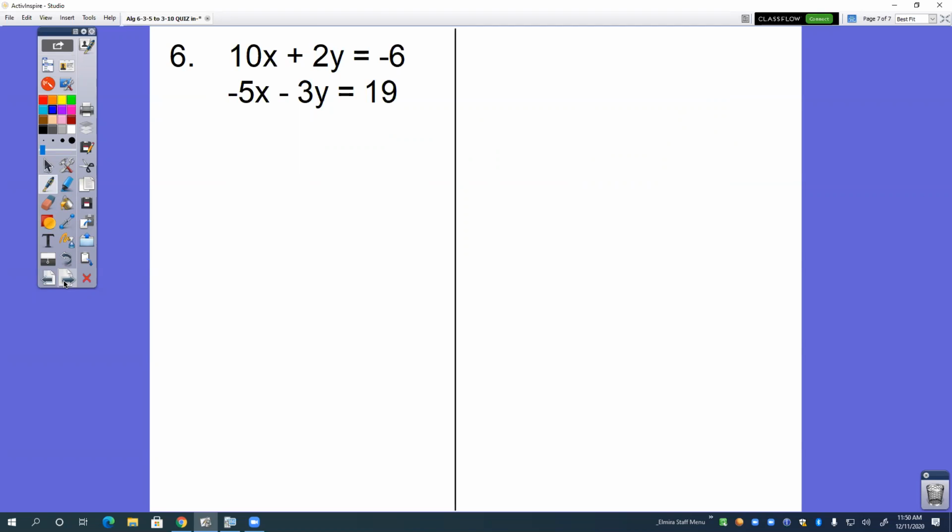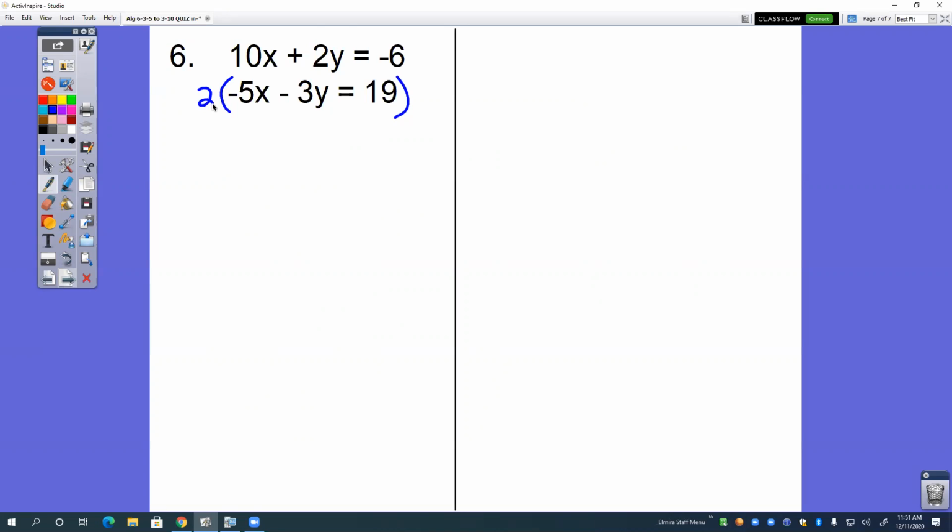So to make an opposite of your larger number, the number that's farther away from 0 on the number line. So I want to make an opposite with my 10. The opposite of 10 is negative 10. To get a negative 10 down here, I would want to multiply this negative 5 by 2, because 2 times negative 5x would give me negative 10x, which is the opposite of there.